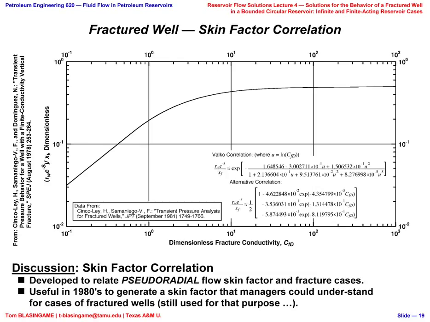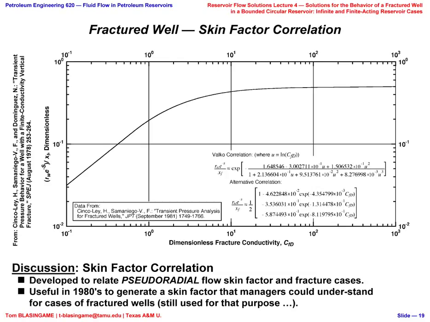When fractured well testing became a part of the landscape, people would go to their manager and say, the fracture half length is X, and the conductivity is Y. And what would the manager say? I don't know what that means. You'd say, I need to know a skin factor. Tell me the skin factor. So this is a calculation of skin factor so that you can explain it to your manager.